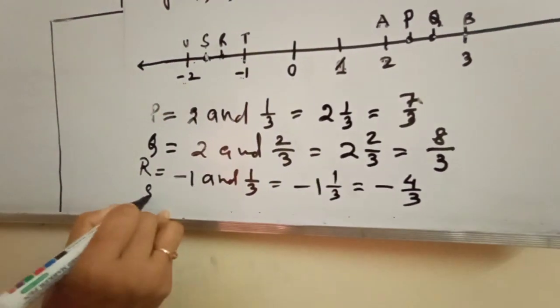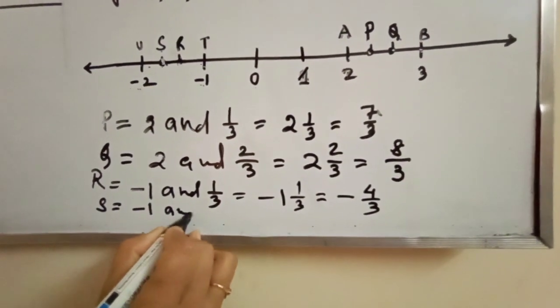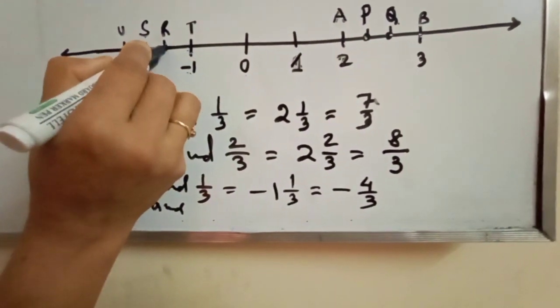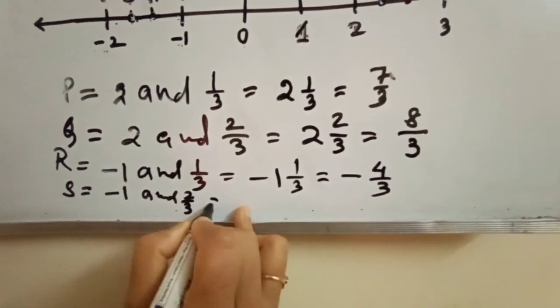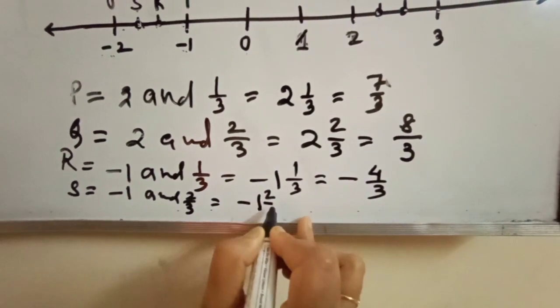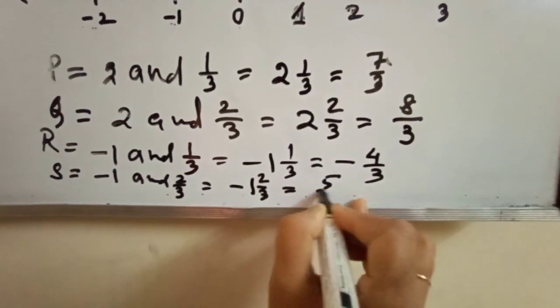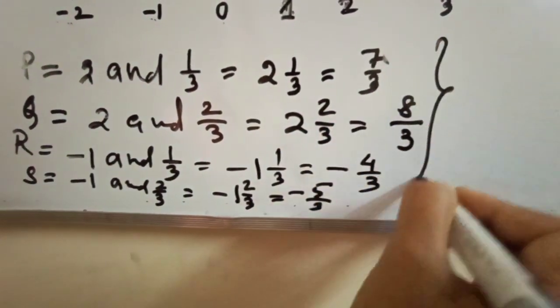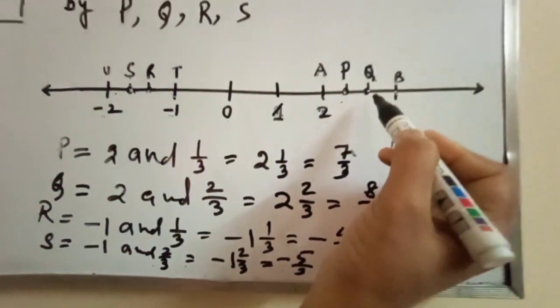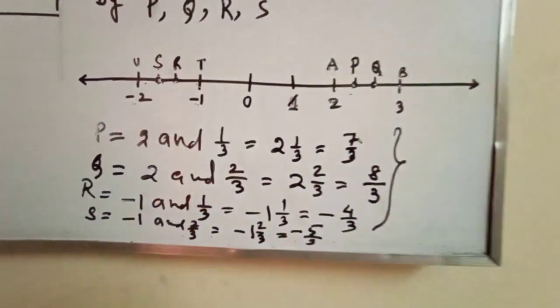Similarly, S is representing -1 and 1 part, 1/3 part, another 1/3 part. So 2 parts of 1/3, that is -1 2 by 3, that is 3 times 1 is 3 plus 2, 5 by 3, -5 by 3. Understood? In this way you have to represent the rational numbers on the number line.